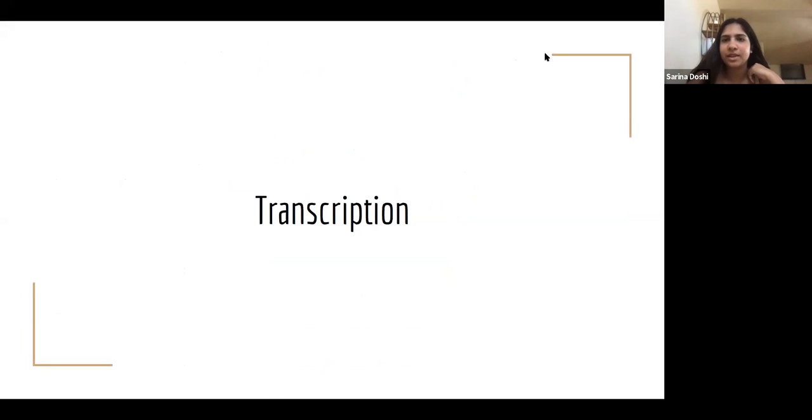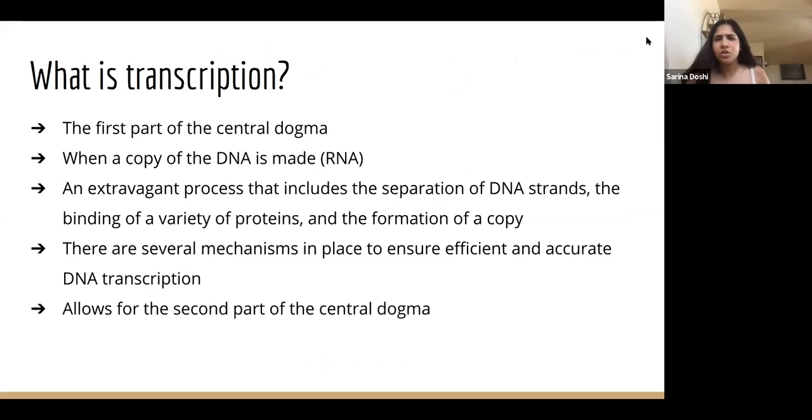Okay, all right, so first we're going to start with transcription. What is transcription? It is the first part of the central dogma, and it basically occurs when a copy of the DNA is made. This copy is referred to as RNA. Instead of deoxyribonucleic acid, we have ribonucleic acid.